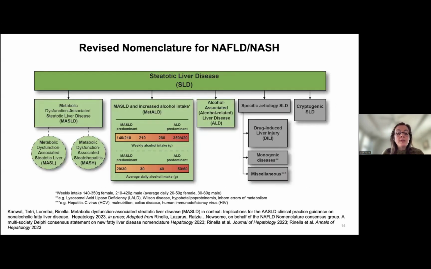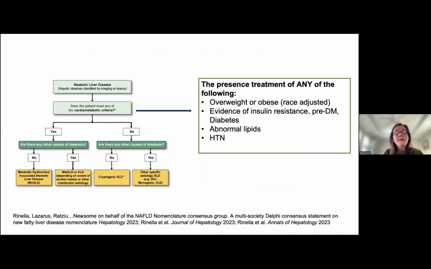So this is the schema that we ended with. And you'll see that MASLD was the replacement term for NAFLD, and within it, MASL and MASH. MetALD was a new category that was created that JP will be delving into much more deeply. And then, of course, other specific etiologies of liver disease, which we will not talk about today, that also lead to hepatic steatosis. The definition really was quite simple.